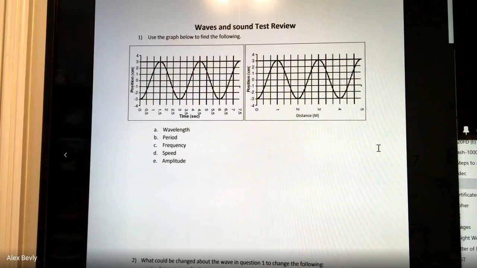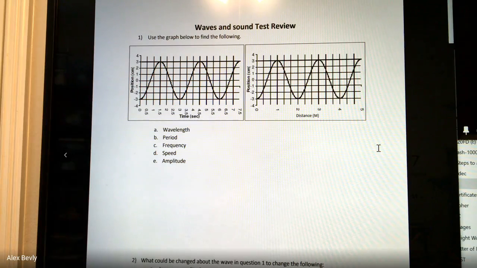So one is position versus time on the left. What's the other graph? Distance over position. Yeah, the other one is the vertical position versus the horizontal distance. So one is looking at the position of the wave over time. The other one is looking at the position of the wave on the y axis and the position of the wave on the x axis.